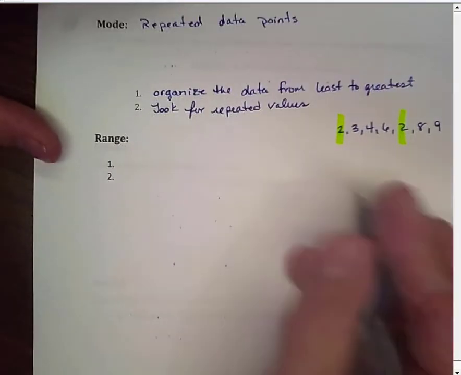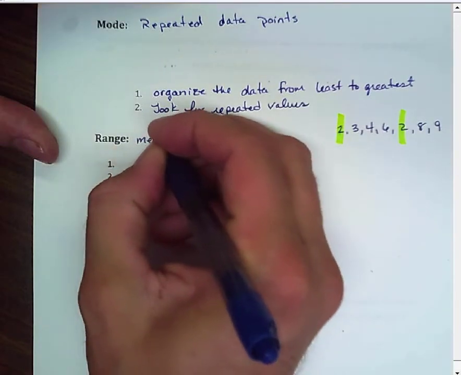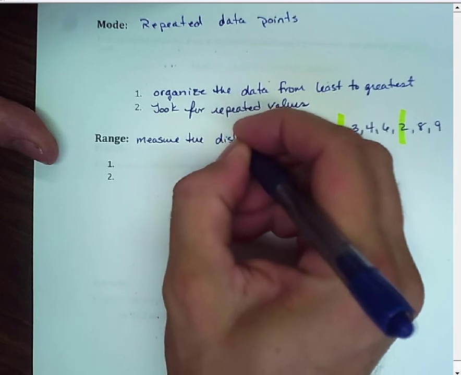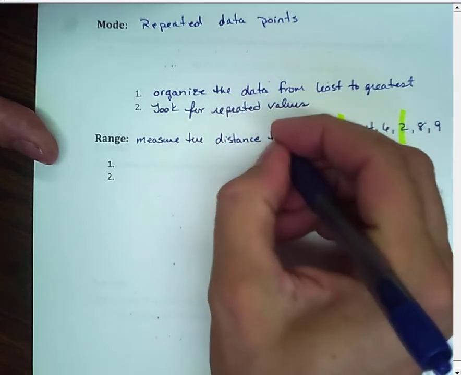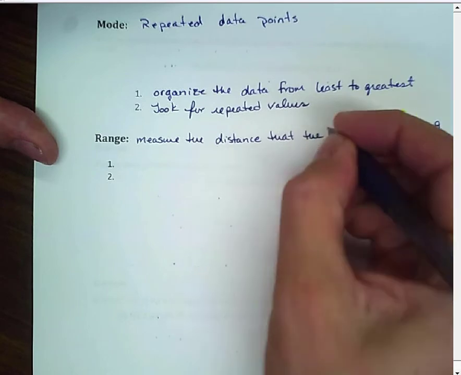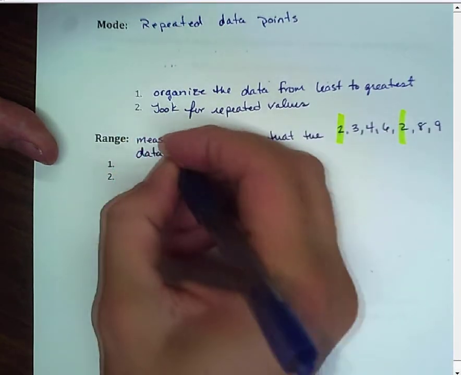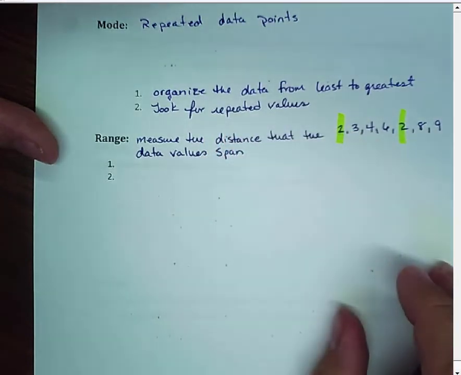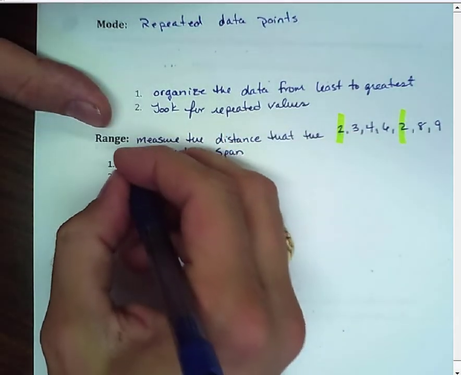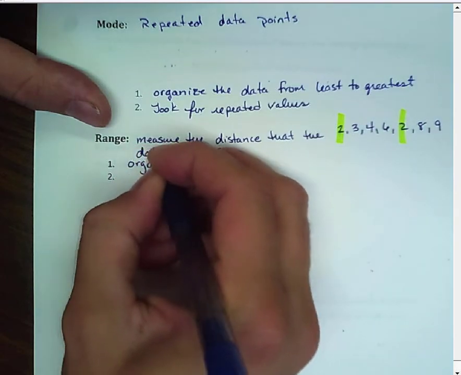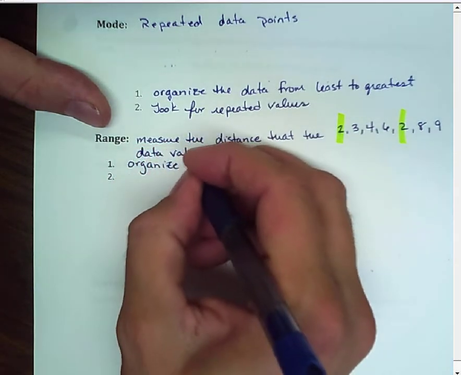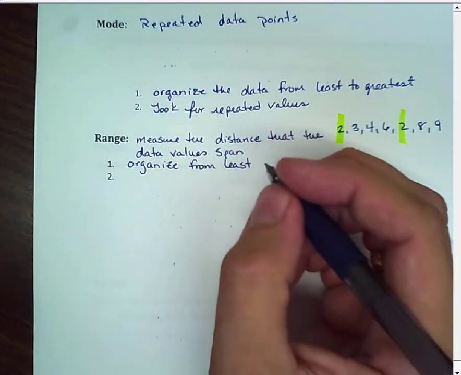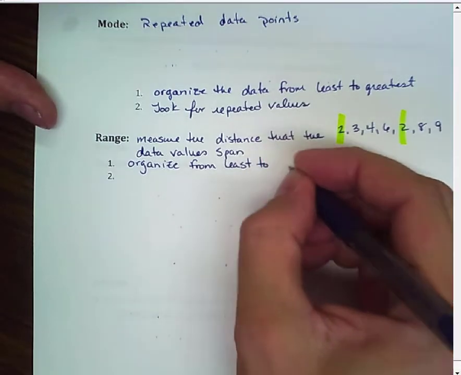Range. Range is going to measure the distance that the data values span. All we have to do for the range is, again, organize the data from least to greatest.